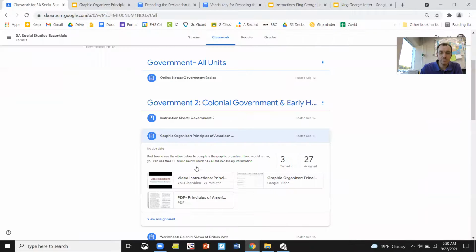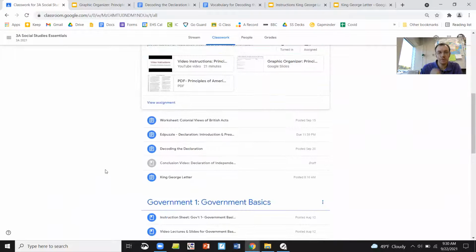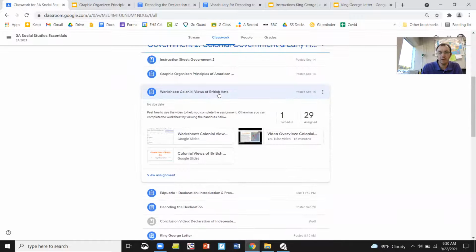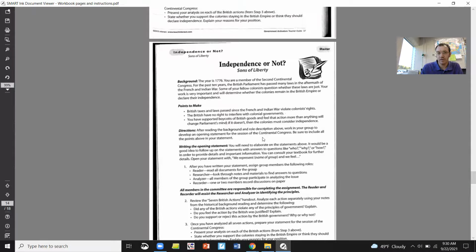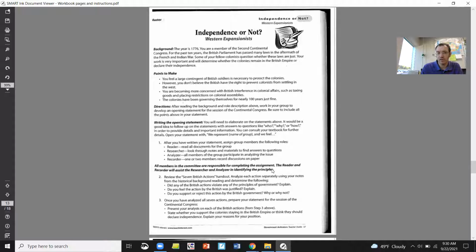Now, moving from there, we went in to look at different groups. If your student was online, I had them work on the colonial view of British acts. If they're in class, we had a debate. So for each group in class, they had a card. One group was the Sons of Liberty. Another group was Western expansionists. And they had to look at the world from the perspective of that group.